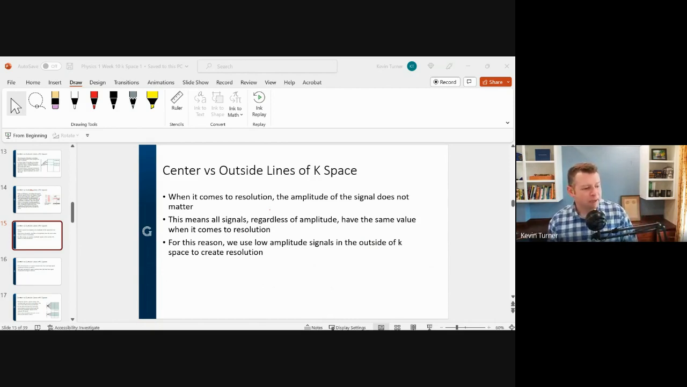This means all signals, regardless of amplitude, whether they're high SNR or low SNR, have the same value when it comes to resolution. It doesn't matter if I have a high amplitude or low amplitude signal. For this reason, we use low amplitude signals in the outside of K-space to create resolution.